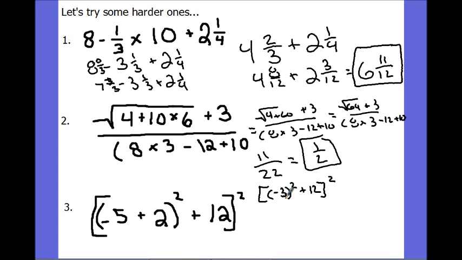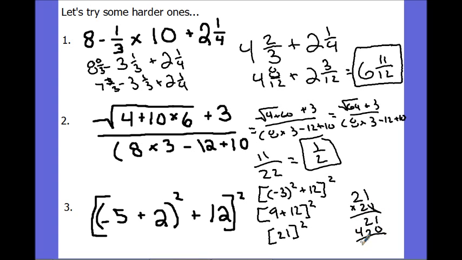Alright, so now I got negative 3 squared. Remember, negative 3 squared just means it's negative 3 times negative 3. So that's going to give me a 9 plus 12. And then I want to square that. So 9 plus 12 is 21. I want to square 21. So remember, that's just 21 times 21. So that's a 1, a 2, bring that down, 2 and a 4. So that'd be 441.